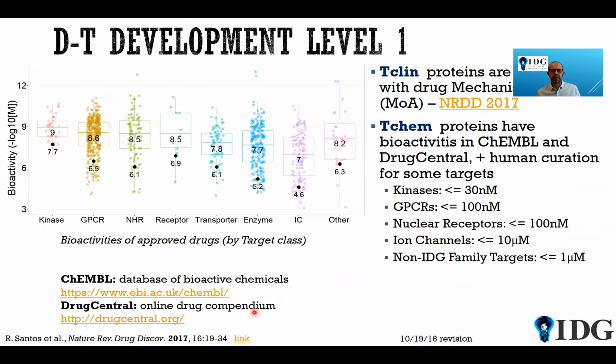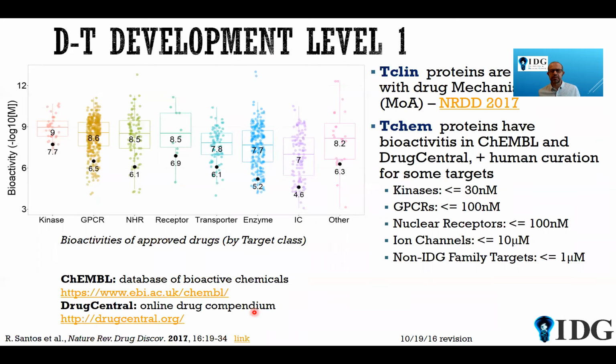Key to our data annotation and understanding drug targets is a knowledge-based classification of proteins, which has 4 categories. Tclin, which are proteins that are annotated with known drugs. So it's the mechanism of action. This is how drugs act. And that was subject to a paper in 2017.